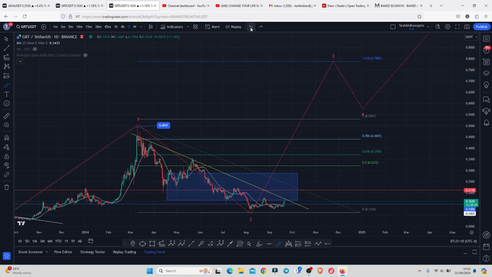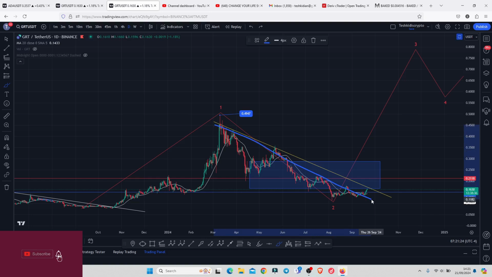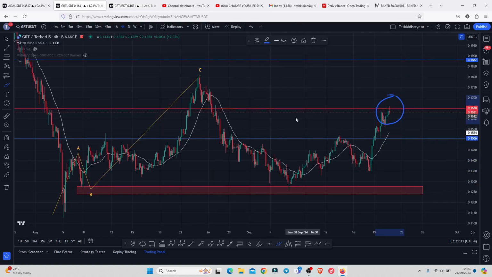On the daily chart, I'm also watching for a break to the upside of this descending trend line, which will be the start of an indication that we have started to see a change of market structure here on the charts and the start of that aggressive bounce to the upside. Jumping to the 4 hour chart to now give you my short-term price prediction analysis.